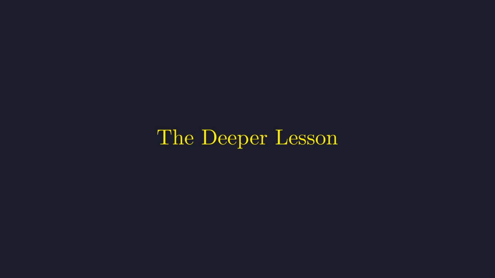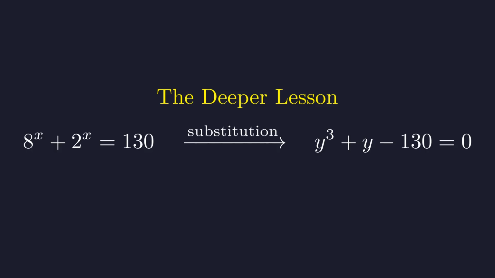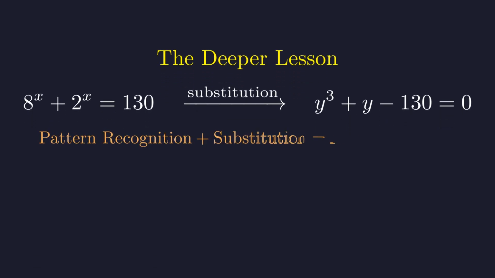This problem teaches us something profound about mathematical problem solving. What began as an intimidating exponential equation revealed itself to be a cubic polynomial in disguise. The key wasn't brute force or complex formulas. It was pattern recognition, seeing that 8 and 2 are related as powers of the same base. This is the essence of mathematical beauty, transforming the unfamiliar into the familiar, the complex into the simple. Every challenging problem is really asking us to see it from the right angle. And when we do, what seemed impossible becomes inevitable.